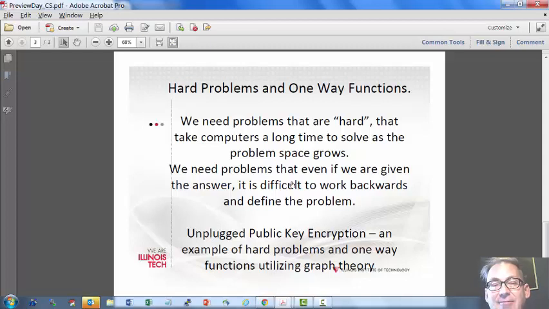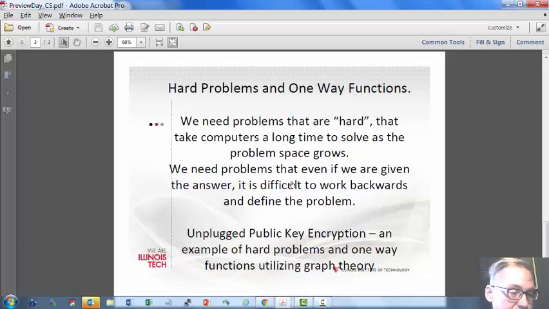And the computers can't find those prime factors for 256-bit numbers fast enough. So that's a hard problem. It's a problem that grows exponentially as, for example, the number of bits grows, the number of items we need to search grows exponentially. The second idea is a one-way function.